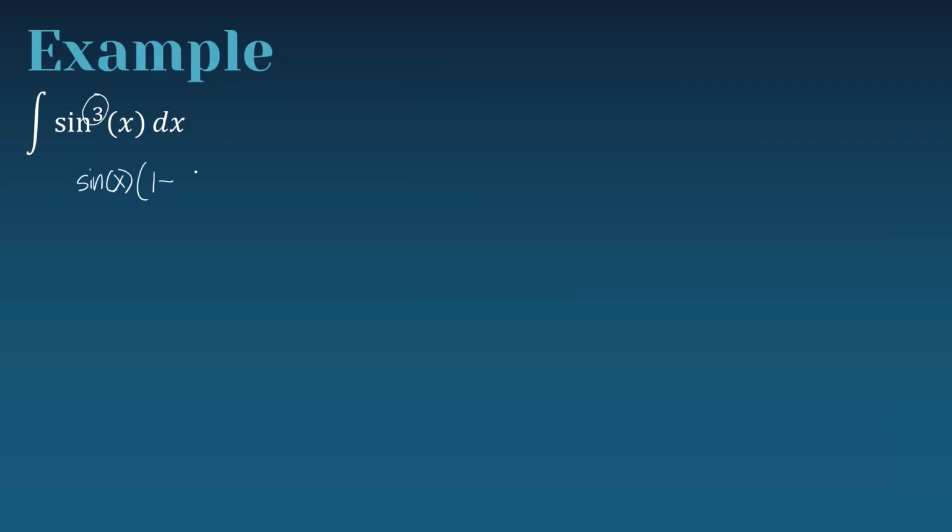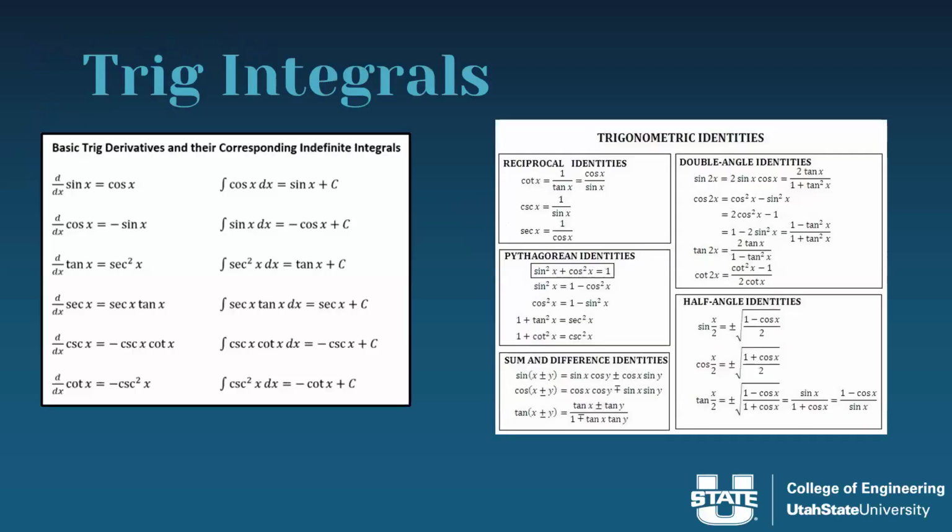Right. Make sure it would be 1 minus cosine squared, right? Yep. And then it just becomes a u sub. On exams, this is about referring back and making some wise substitutions.